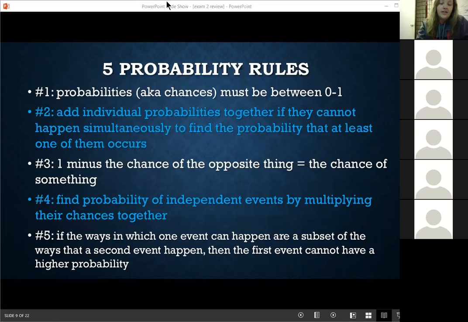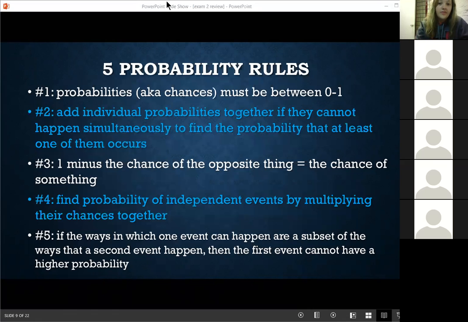Our second one is that if you add the individual probabilities together, if they can't happen simultaneously, then you find the probability that at least one of them occurs. We'll do some examples with this, but basically, if you have a bunch of different probabilities that can't happen at the same time, like the probability that it rains in State College, snows in State College, and there's a hurricane in State College. Honestly, maybe this could happen at the same time, but theoretically, if you think about weather events, they can't all happen at the same time. So you would be able to add those together to find the probability that at least one of those things occurs, because since they can't happen simultaneously, they're not related to one another.